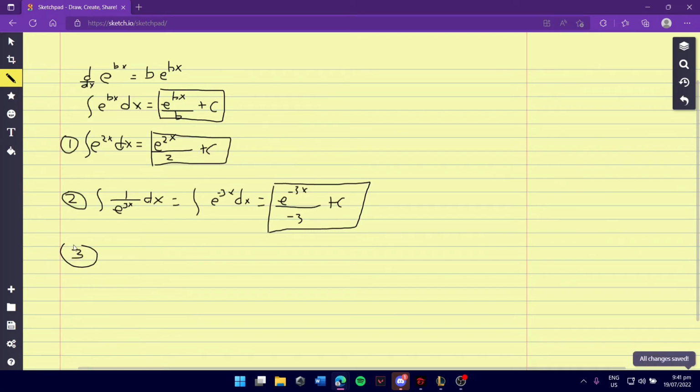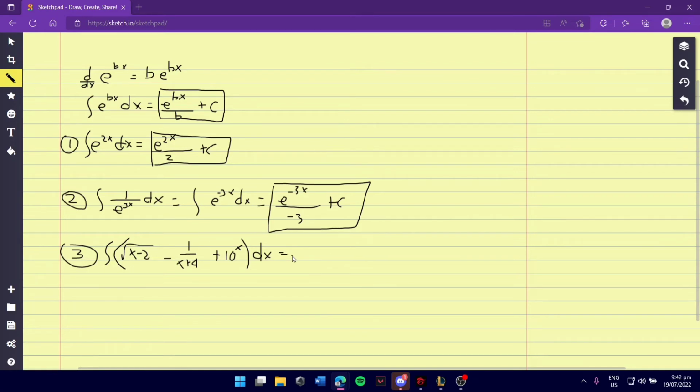For our next example, we have the integral of square root of x minus 2 minus 1 over x plus 4 plus 10x times dx.